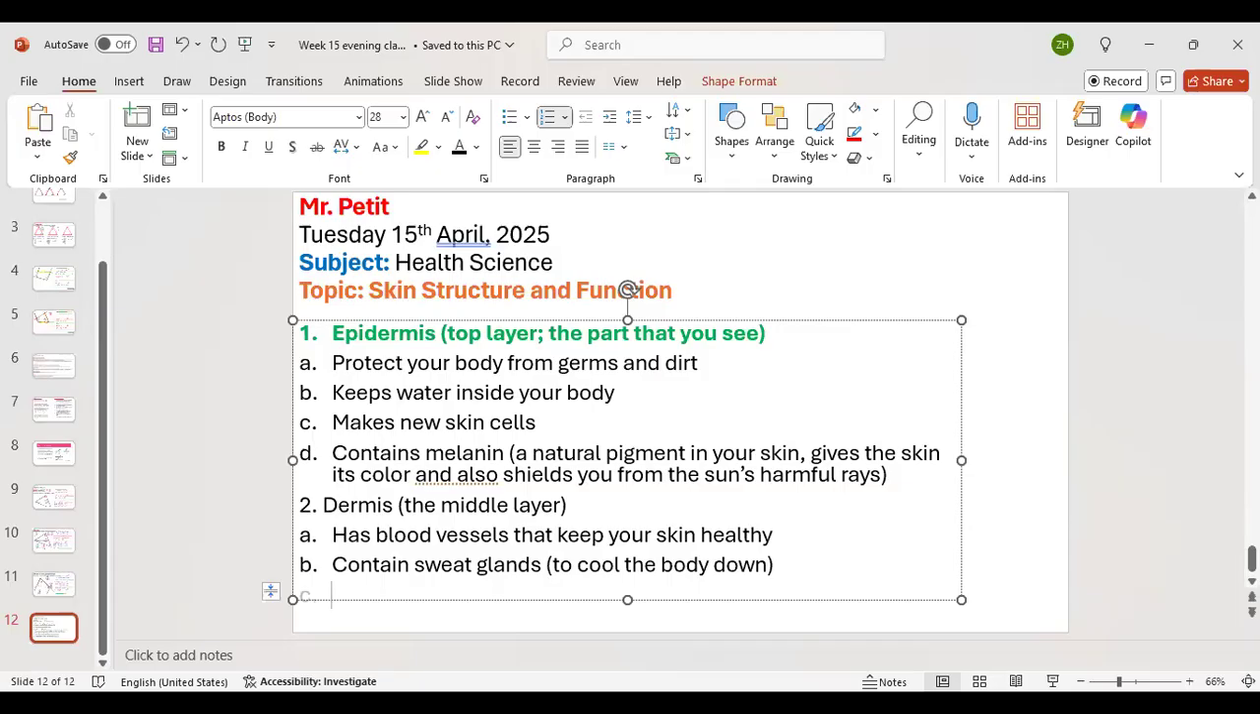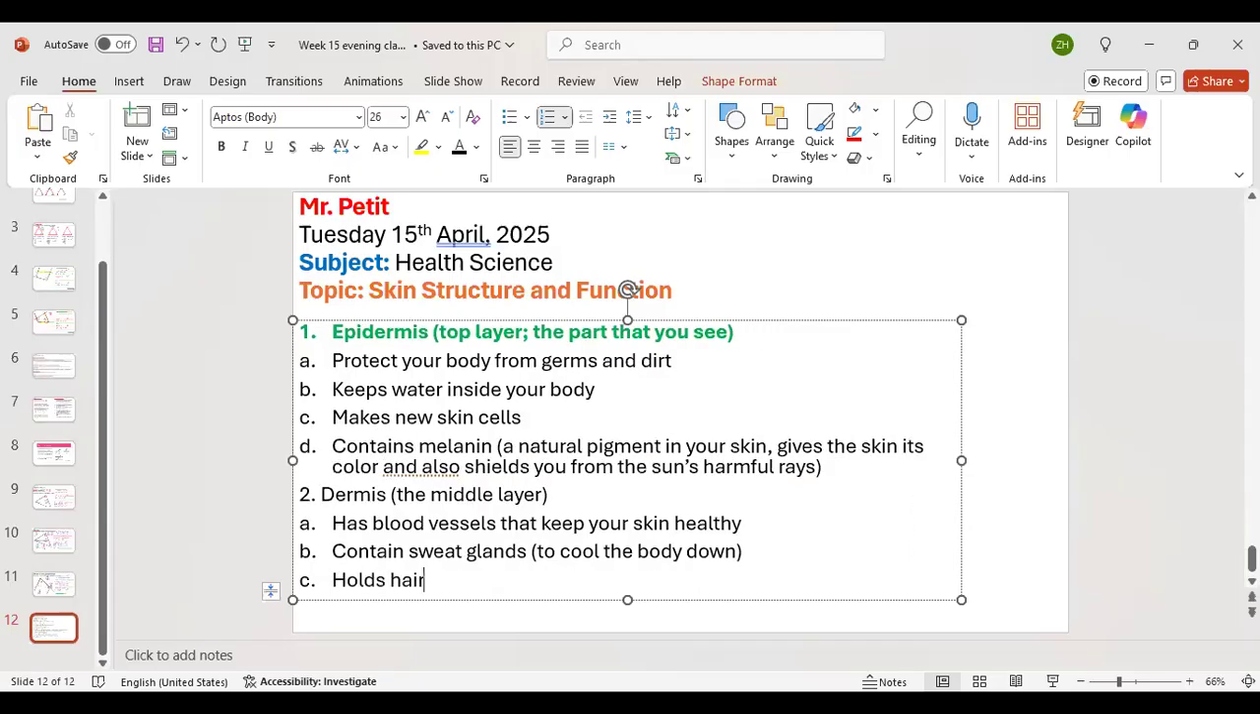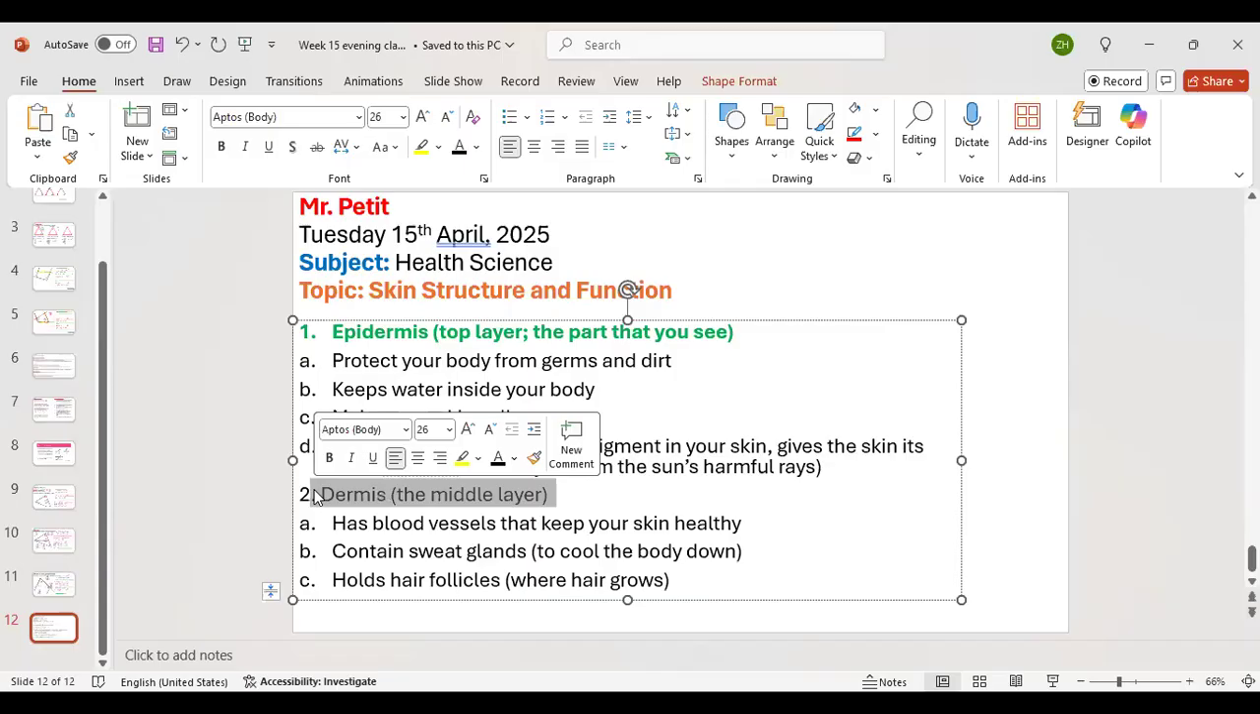And then it holds what? Hair follicles, where hair grows. So this is going to be the dermis, the middle layer.